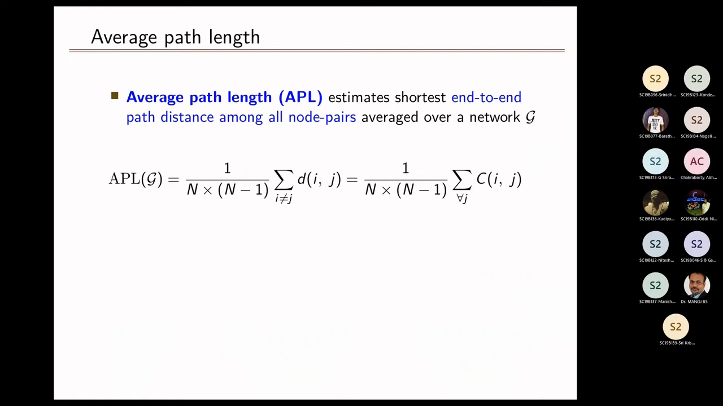In this expression we have two parts: one is the summation over d_ij, another is the summation over c_ij. Here c_ij is used if the network is a weighted network. Weighted network means the links have certain weights. For d_ij it is like an unweighted network, where all links have unit weight.